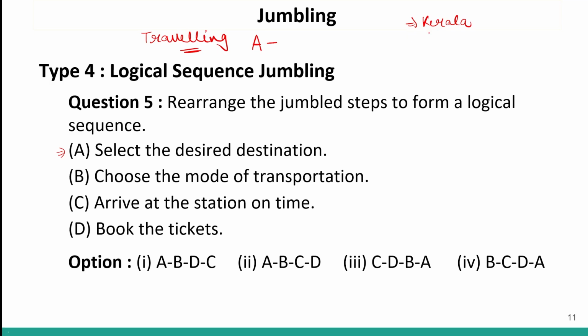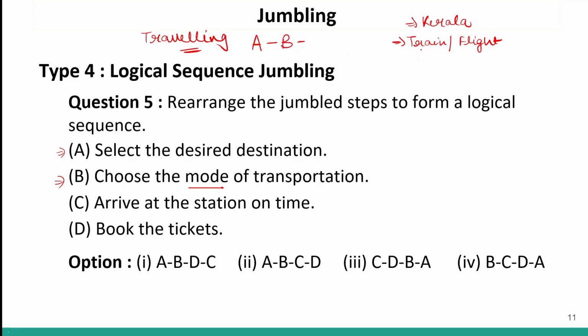Then once I have decided to go to Kerala, now I have to decide whether I should go by a train or by a flight. So what will I check? I'll check the suitability of timings. I'll check how much time it is taking me to reach Kerala and how much the cost of the transportation is. So my second step would be to decide the mode of transport, which is this one. So we have to choose the mode of transport. So logically, B will come next.